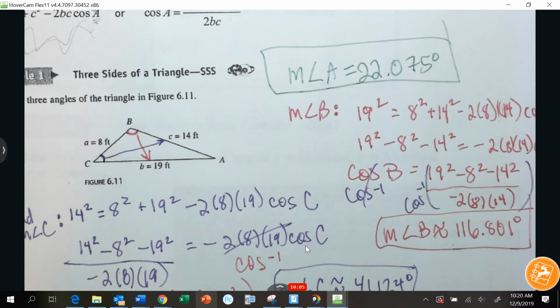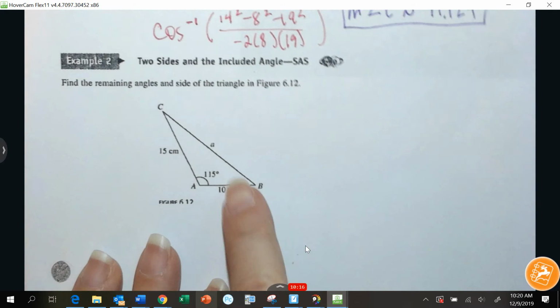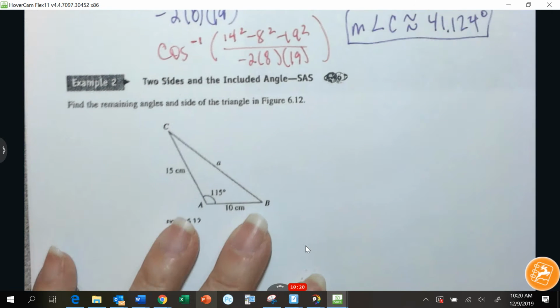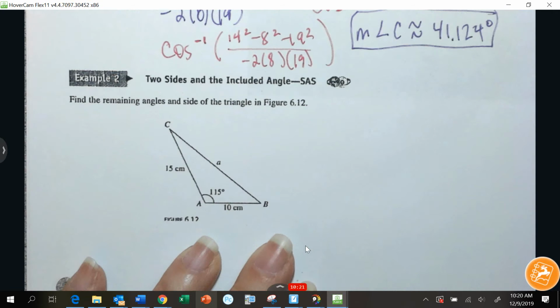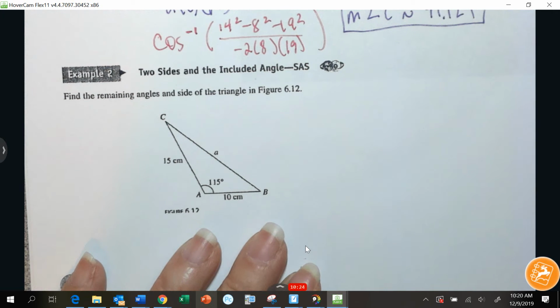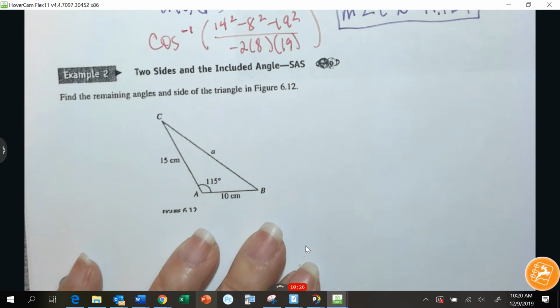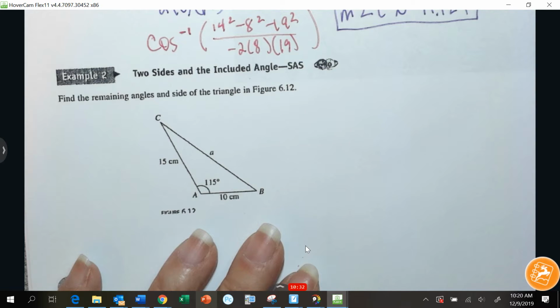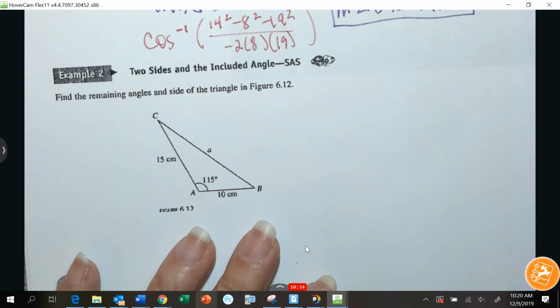Law of sines. I mean cosine. That's it. Okay, so here's a different one. This one where we have two sides and the included angle, so we need to find the remaining angles and the remaining side of the triangle. Should I just do a squared plus b squared equals c squared? Why not? It's not a right triangle. If it was, that'd make my life a lot easier, but it's not.